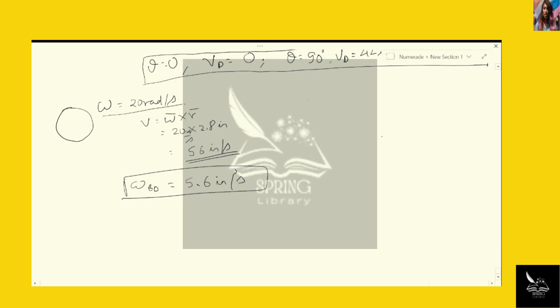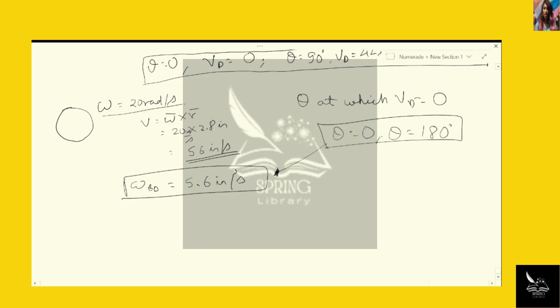And what are those thetas at which the velocity of point D is 0? So theta at which VD equals 0. As we figured out, it was sine theta, so theta will be 0 and theta will be 180 degrees. So at these points, the velocity is 0 and omega is going to be the same for both points. So I have solved both problems by just solving it in a general form. So the next answer and this answer are going to be the same.